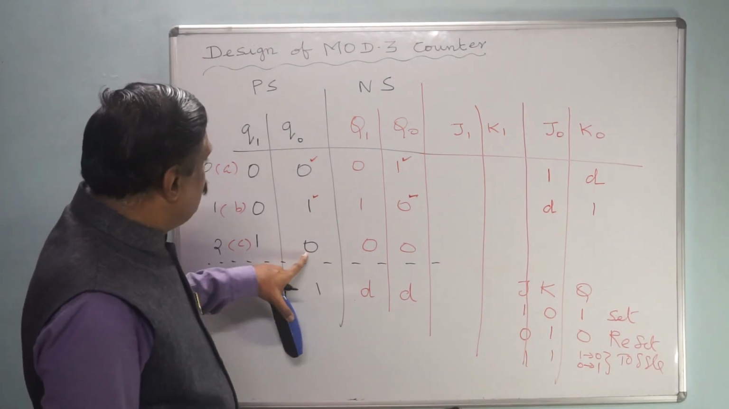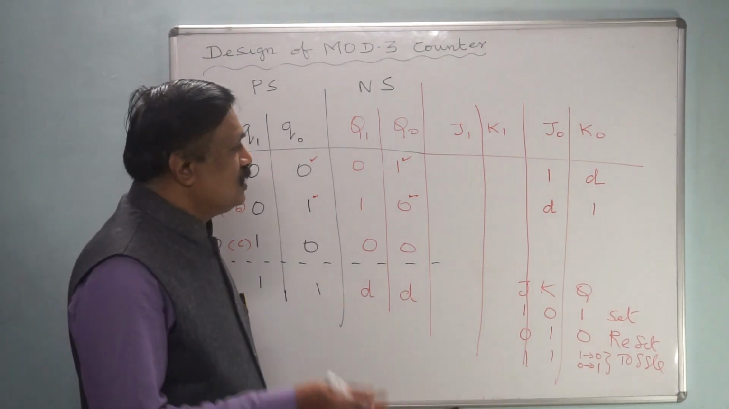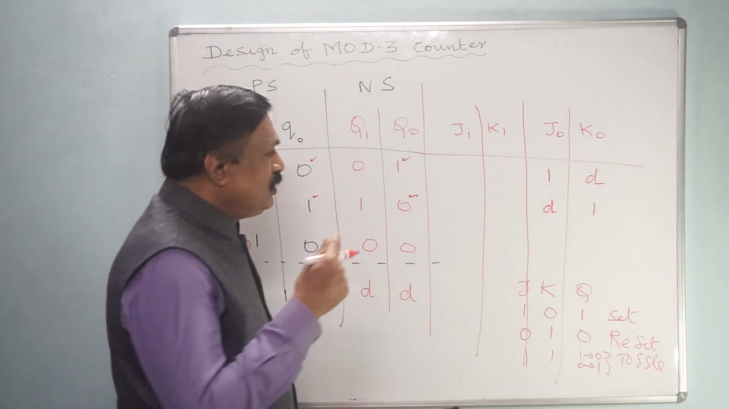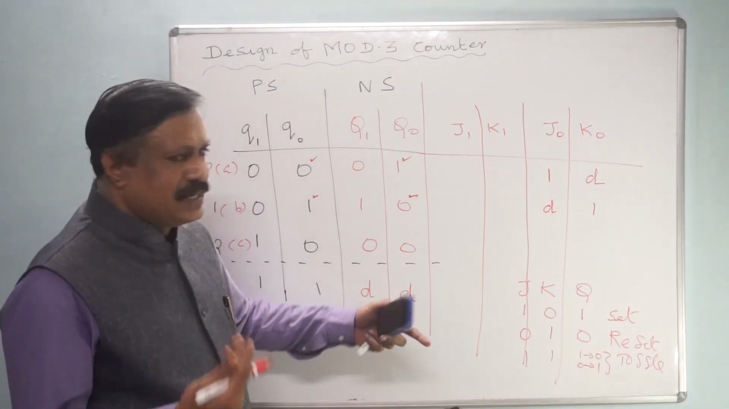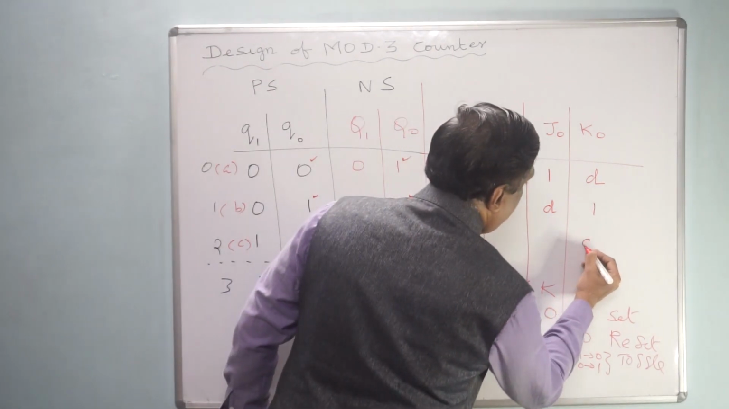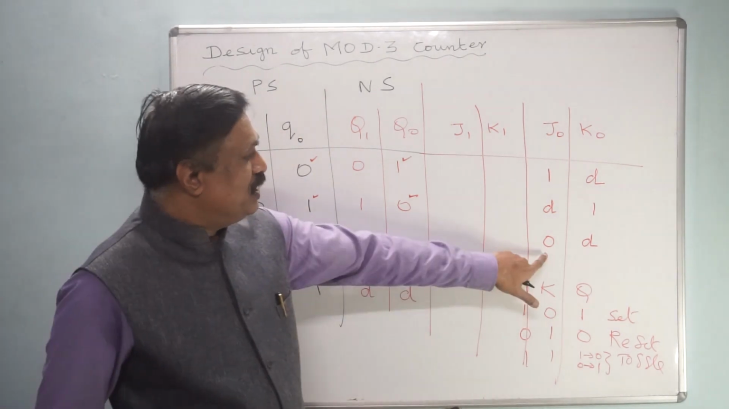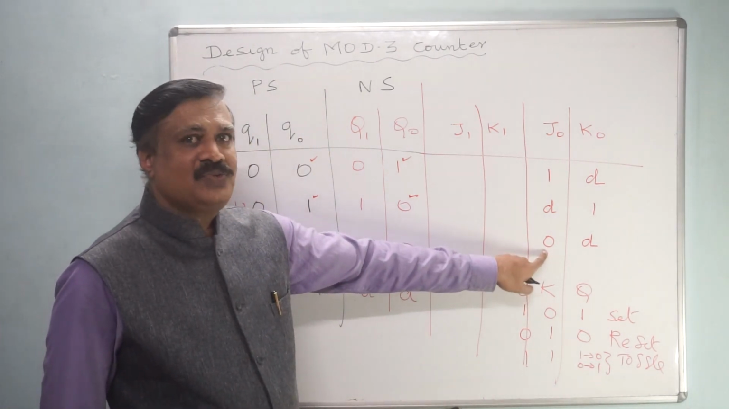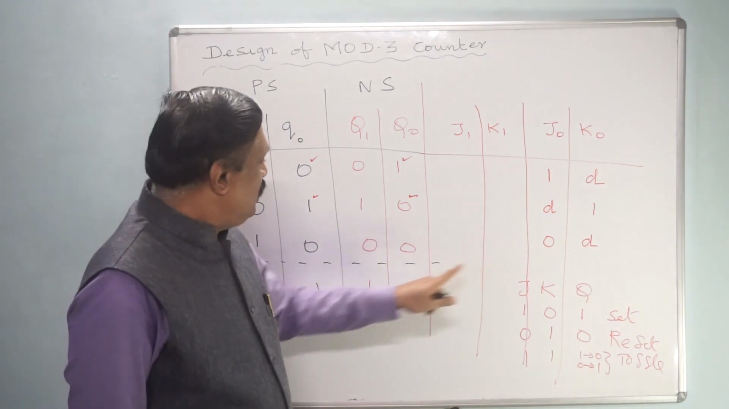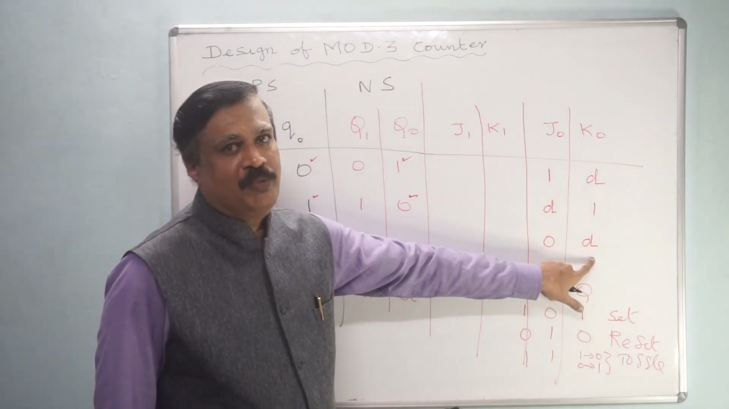And for 0, 0 means definitely you have to give some input, but K should be 1. But if you give 1 means it's a reset. But what is the use of this? Therefore, you are giving D here and here 0. Why am I putting 0? Because if it is a don't care, it may be changing. It may be 1 or 0. Therefore, definitely for 0, 0, you should use 0D. You have to remember this.